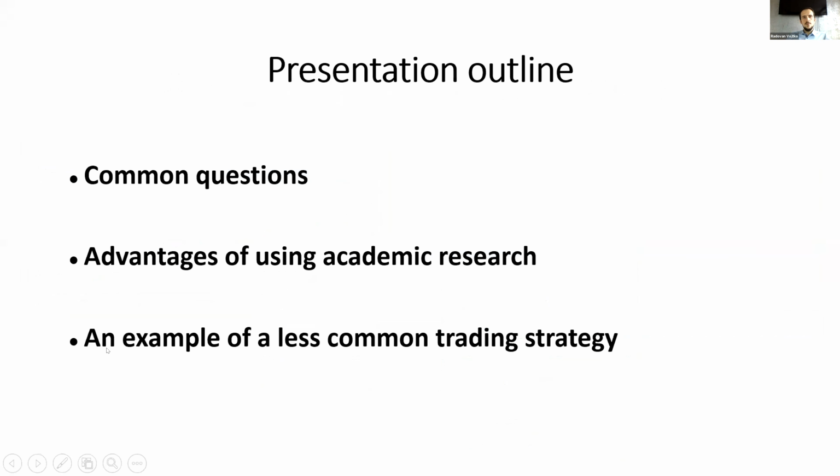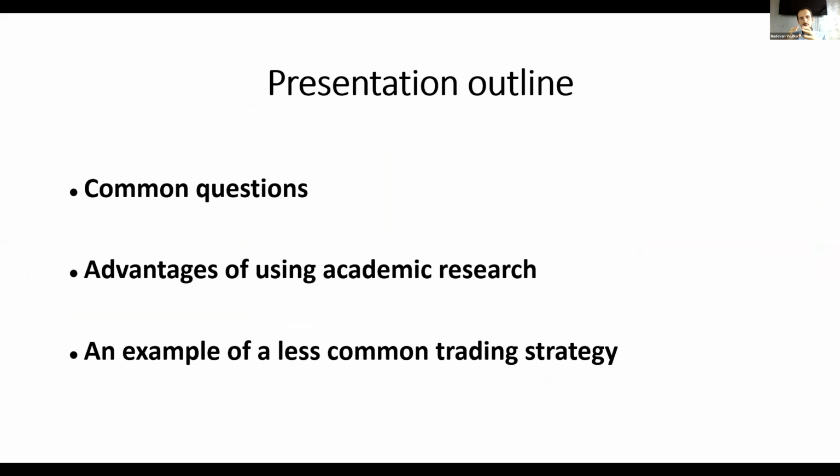In this presentation, I will try to explain the advantages of using academic research in quant algo trading. I will try to answer a few common questions which are related to academic research and mainly its role in quant trading. I will give you one very short and simple example of a less common trading strategy which can be extracted out of academic research, so you can see how it can work basically.